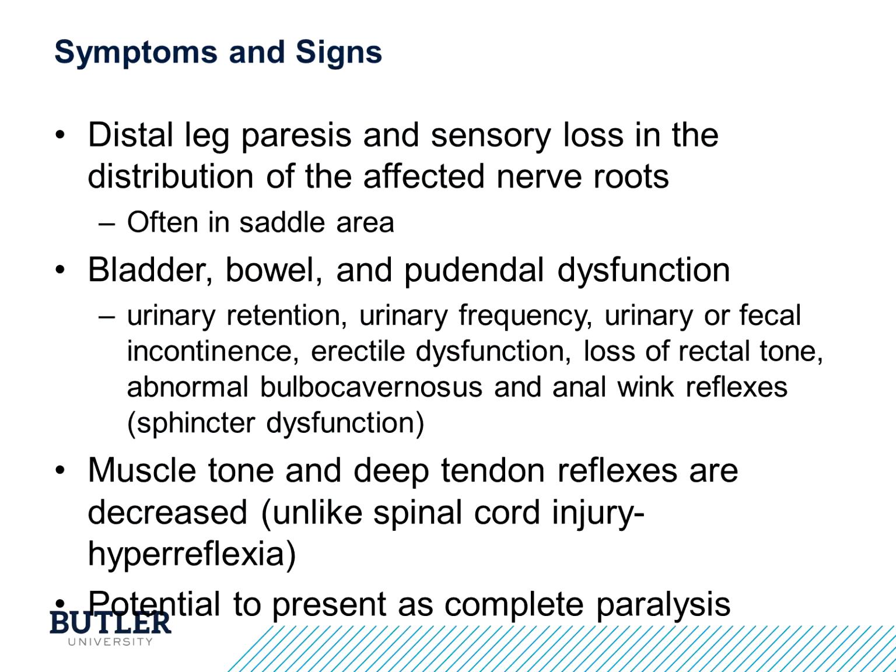Our symptoms and signs, now that we know the cause, they make sense. This is going to be presentation of distal leg weakness, paresis, and sensory loss in the distribution of the affected nerve roots, which is often in the saddle area. We ask people if they are numb in the area between their legs, have them consider riding a horse. Is anything in that distribution numb?